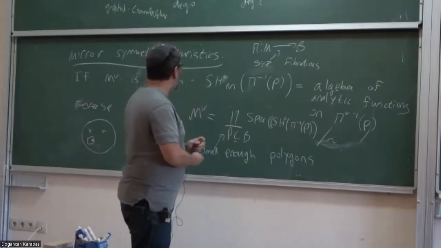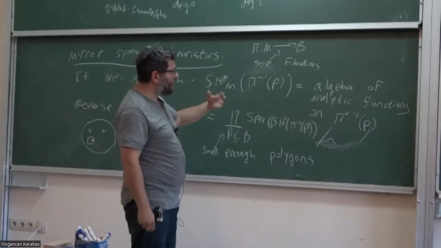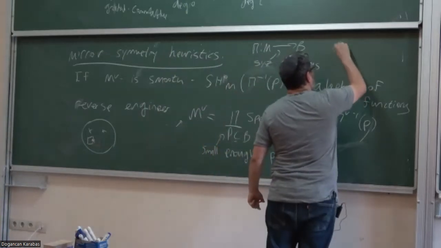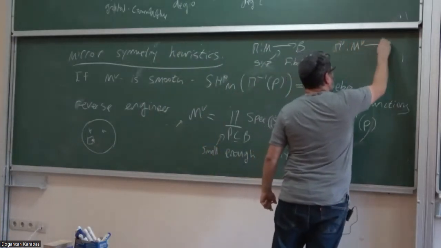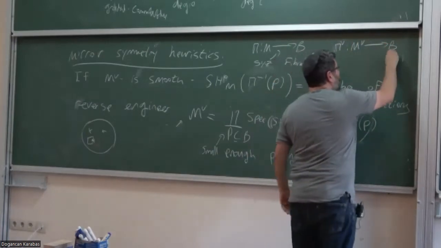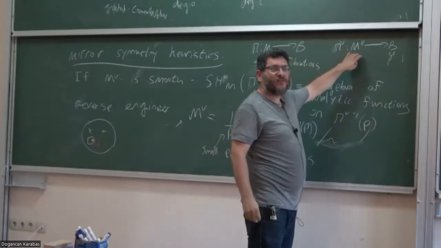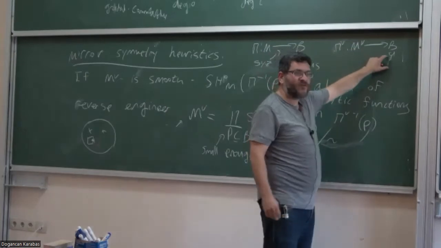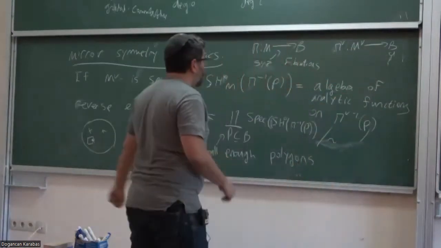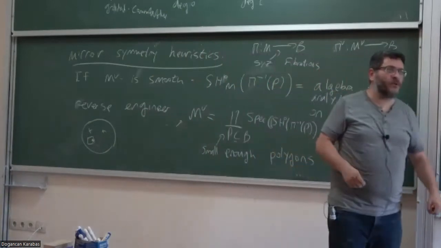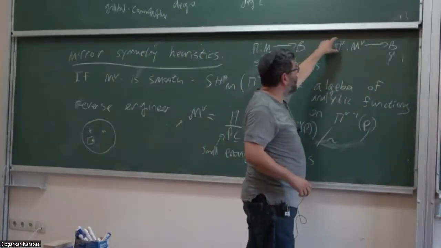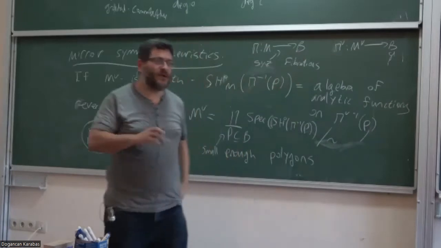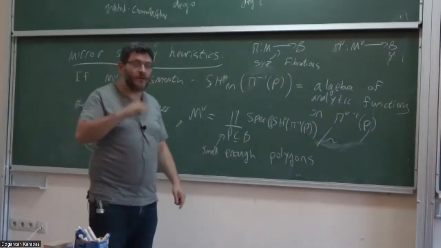What you expect from mirror symmetry is not just that it's smooth, but that there's a dual fibration, π check, from M check to B, and for small enough polygons, it is given by these algebras. You can reconstruct the piece which lies over the small enough polygon from the functions. Another way of saying it is that this fibration is Stein. It has some kind of Stein property. But yes, I definitely should have said that.